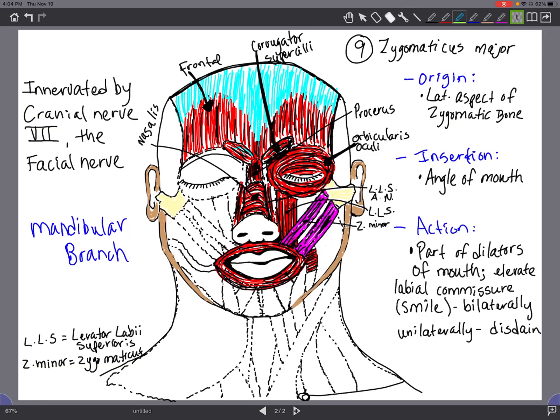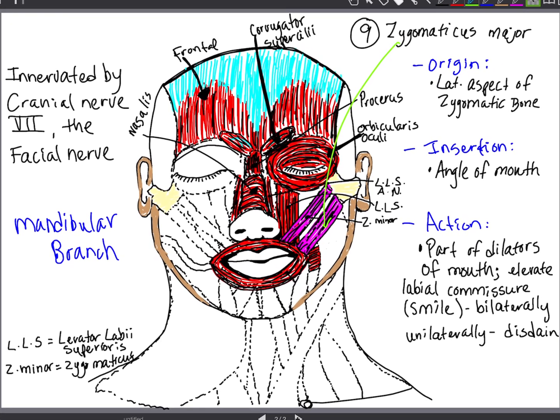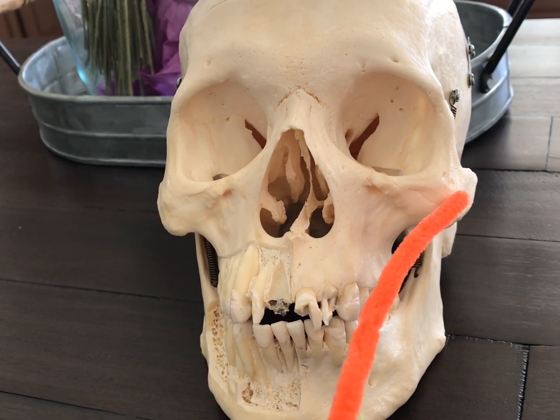Next is the Zygomaticus Major. The Zygomaticus Major is this muscle right here, and the origin is the lateral aspect of the zygomatic bone. The insertion is the angle of the mouth, and the action is part of the dilators of the mouth. It elevates the labial commissure, and it bilaterally affects the elevation of the labial commissure, like when you're smiling or in happiness, and unilaterally to sneer. Zygomatic bone, the origin of the Zygomaticus Major.